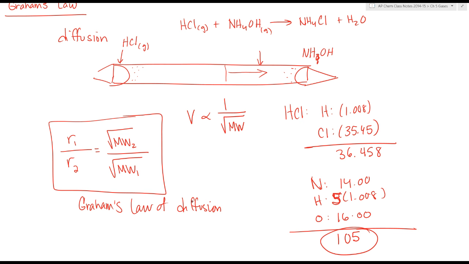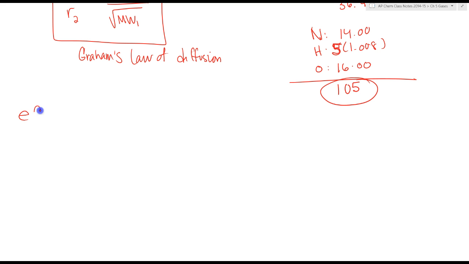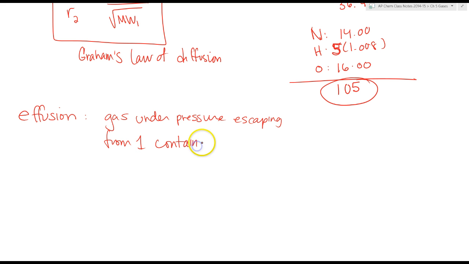Now, Graham's law actually applies to another action that gases can undergo, and that's called effusion. In effusion, we basically have a gas vapor, or just a gas, under pressure, and it is moving from, or escaping from, one container into another by a small opening. And the rate of effusion follows Graham's law.